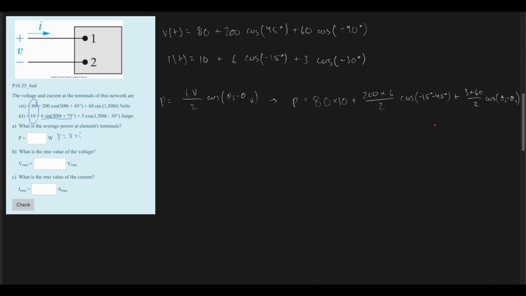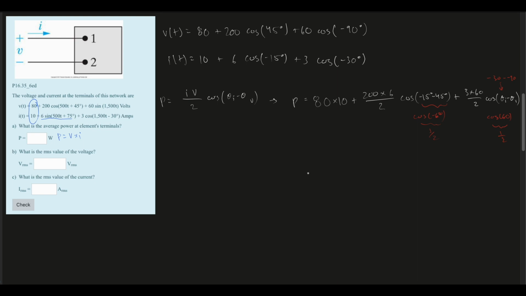And now we can look at the angles inside the cosine. So we're going to have cosine of negative 60. And this is going to give us 1/2. And then this, I didn't write the angles in here, but we're going to have negative 30 degrees minus a negative 90 degrees. So this is going to give us the cosine of 60. And this is also going to be 1/2.